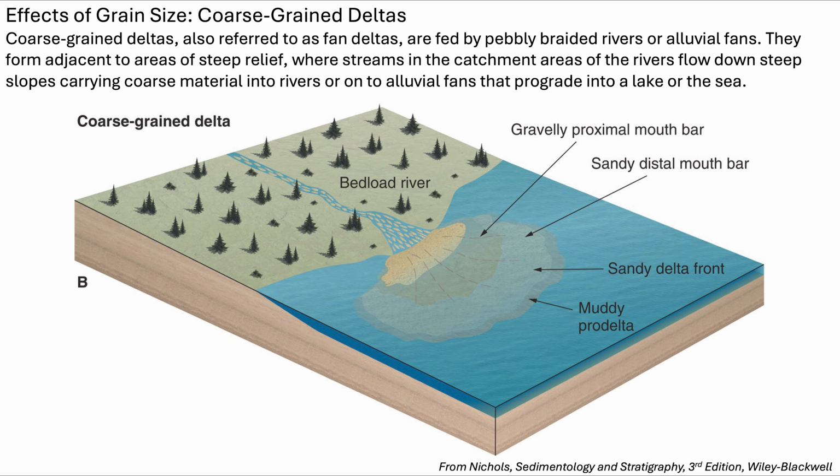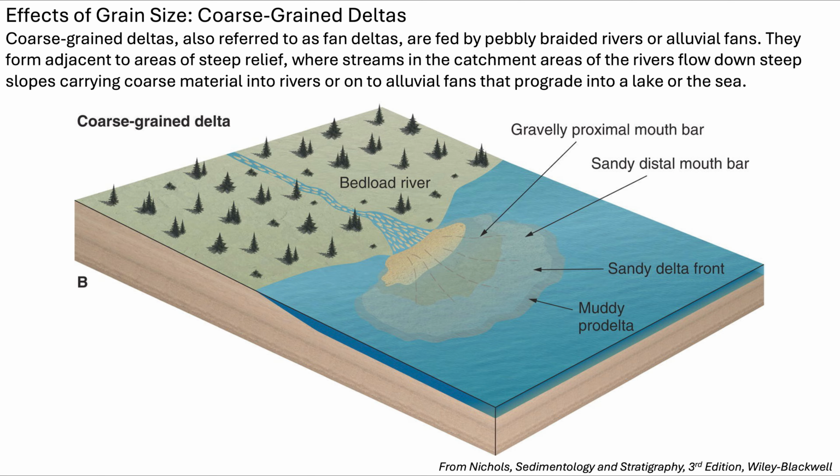Coarse-grained deltas, also referred to as fan deltas, are fed by pebbly braided rivers or alluvial fans. They form adjacent to areas of steep relief where streams in the catchment areas of the rivers flow down steep slopes carrying coarse material into rivers or onto alluvial fans that prograde into a lake or the sea. Settings such as faulted margins of rift basins are typical sites for coarse-grained deltas to form. The delta top environment, and hence the facies deposited, are those of a coarse-braided river or alluvial fan.